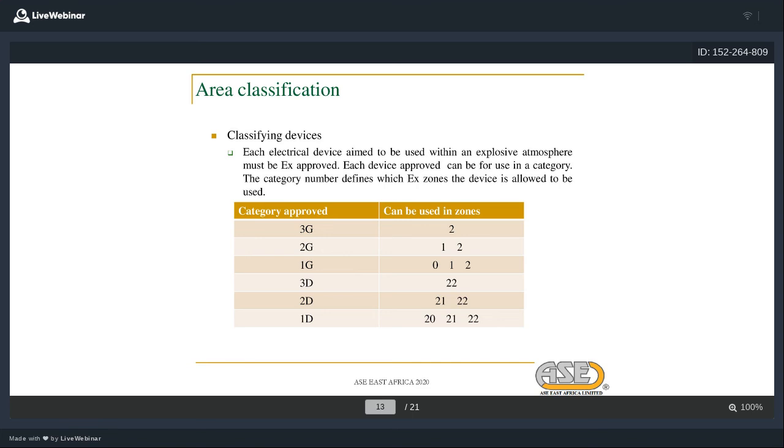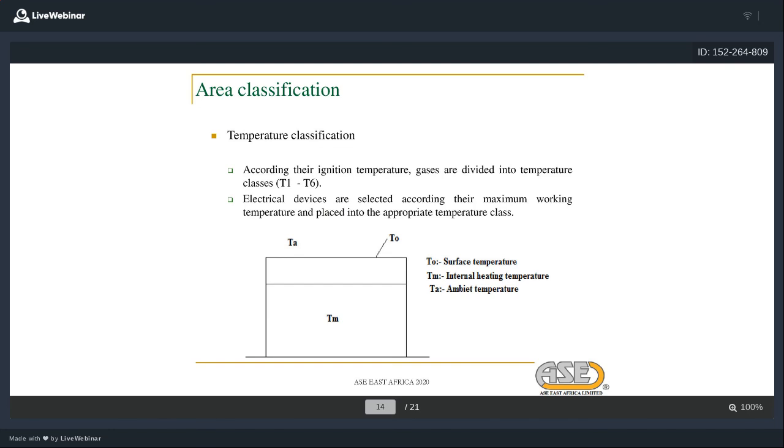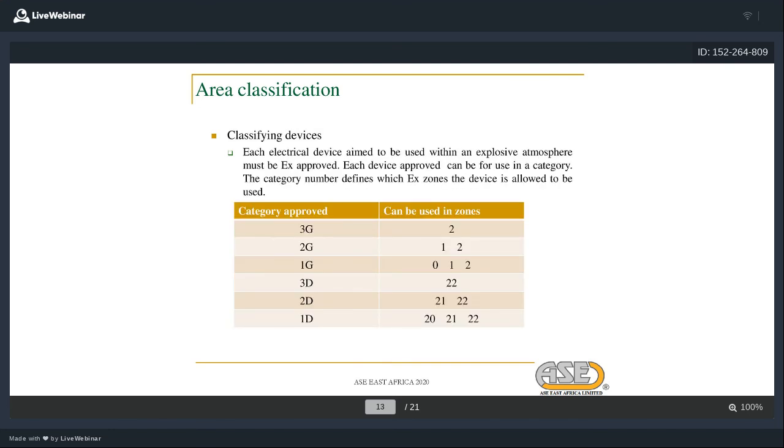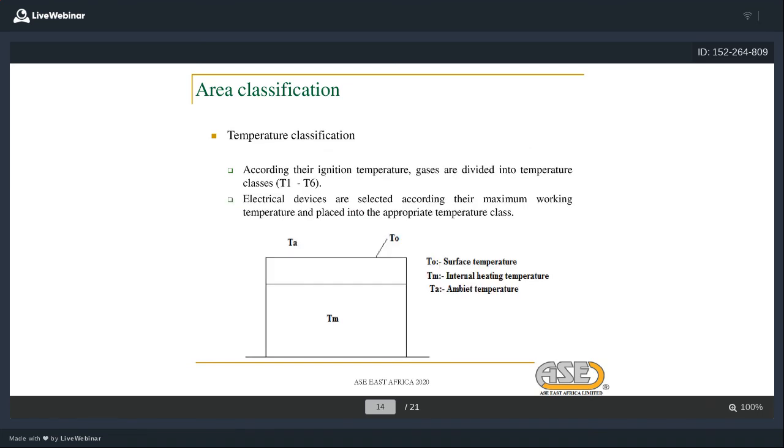The same as dust. 1D can be used in zones 20, 21, 22. 2D can be used in 21 or 22, and 3D can be used in 22. So we know now what the material is and what the equipment is, and we know the zones. So let's see temperature class, maximum temperature class.